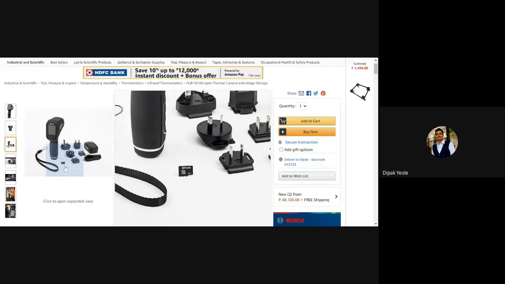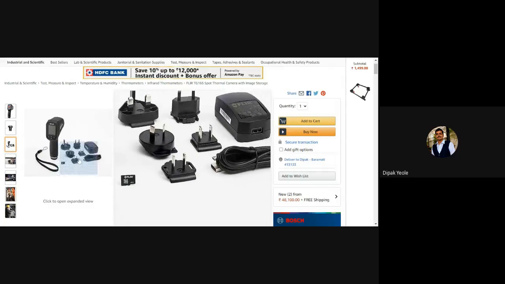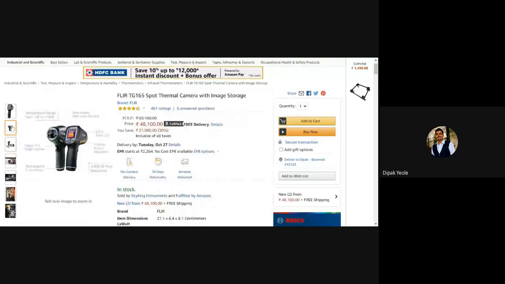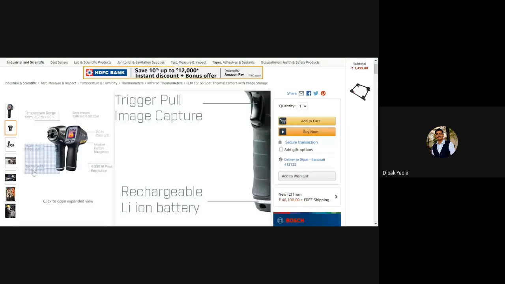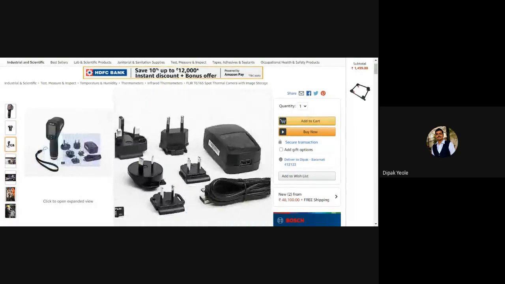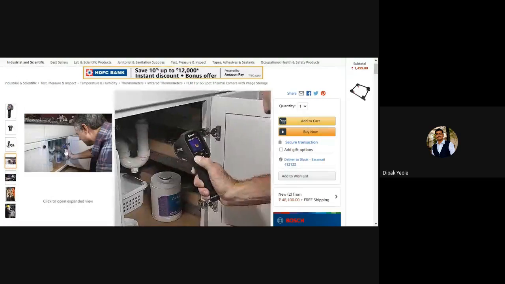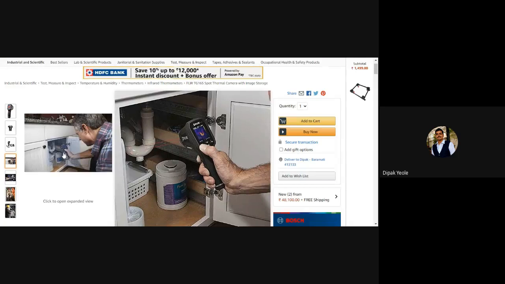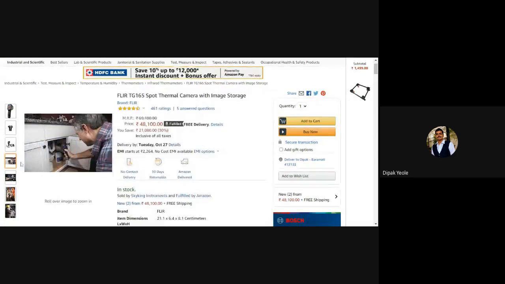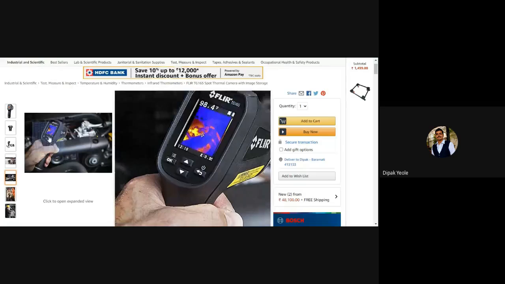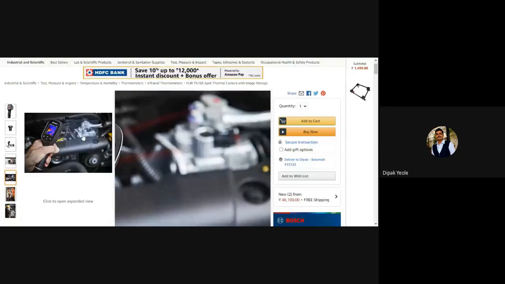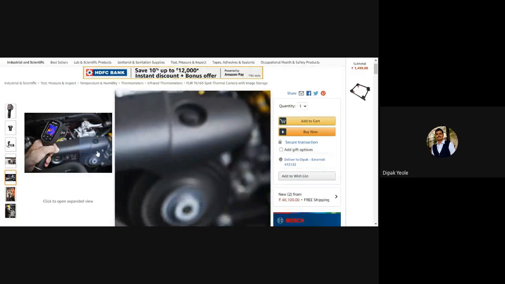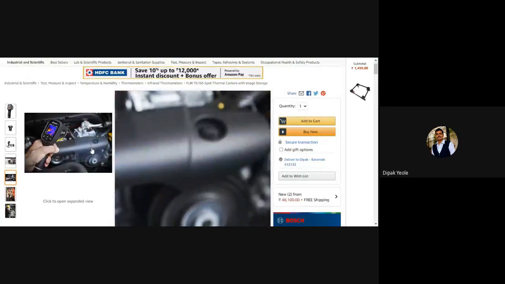And this is the storage card. These are the plugs with which we can charge this lithium-ion battery, because this is a rechargeable battery. The cord is also available with this. And here you can see how that person is going to capture the image of that particular electrical equipment. Here that person is capturing the image related to the heat developed inside, I guess, an electrical machine.